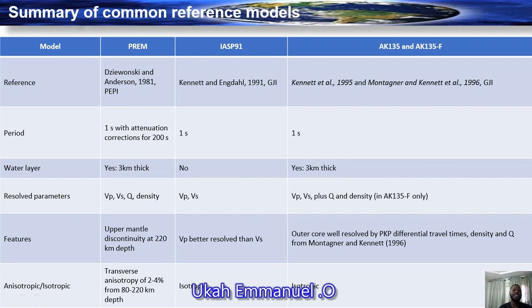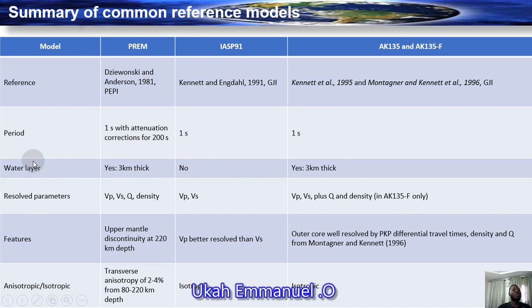You can see, like I said, PREM was produced by Dziewonski and Anderson in 1981, and also Kennett and Engdahl, and Kennett works with this one too, and the updated version of it. The period is with attenuation correction for 200 seconds, but the normal one is 1 second. This is 1 second and this is 1 second. That is the period of their time.